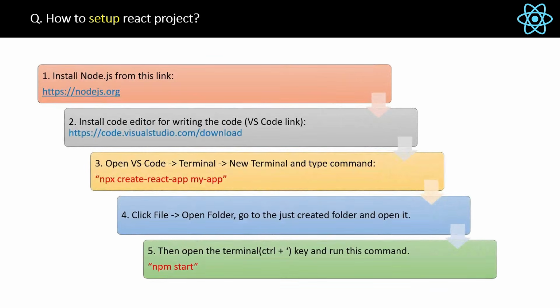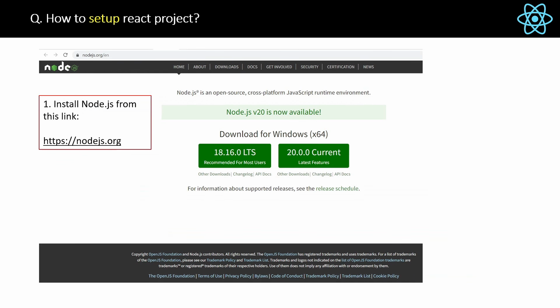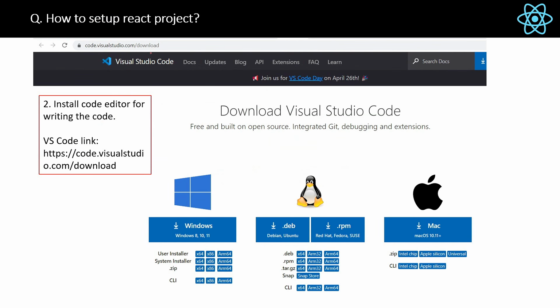These are the 5 steps to install React. I will show you how these steps work. First step is install Node.js from this link. Second step is install a code editor for writing the code. Here is the VS Code link, but you can also use any other code editor. It depends on you, but this is the most popular one.